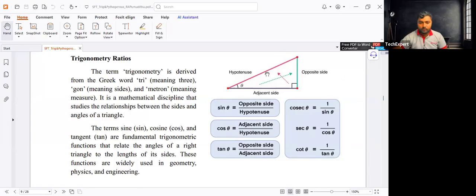Then next point. Under this lesson, only three ratios are discussed.